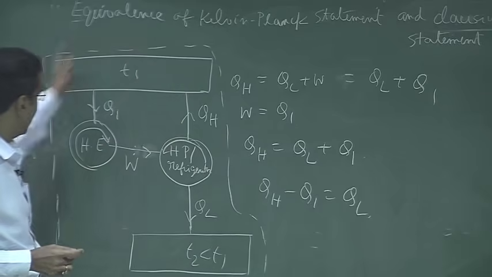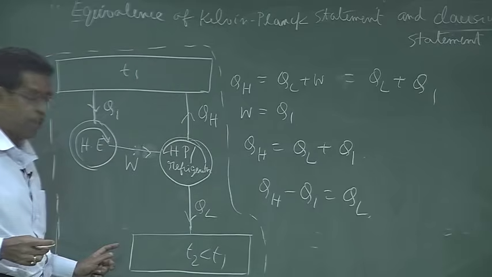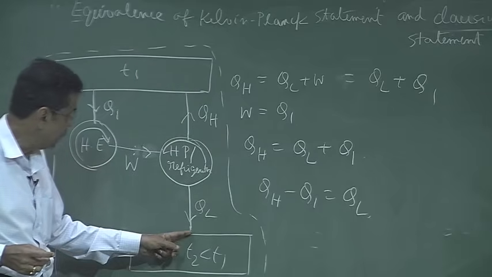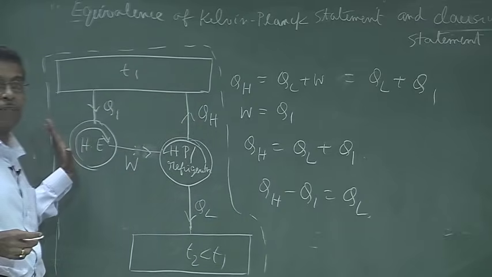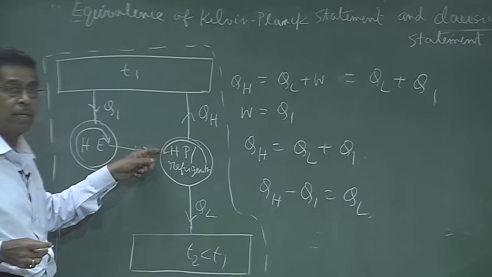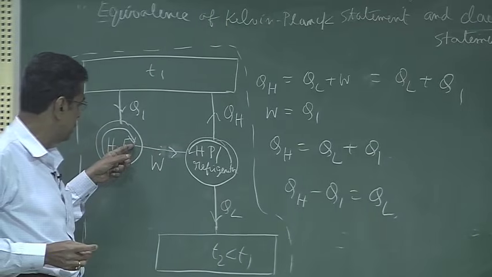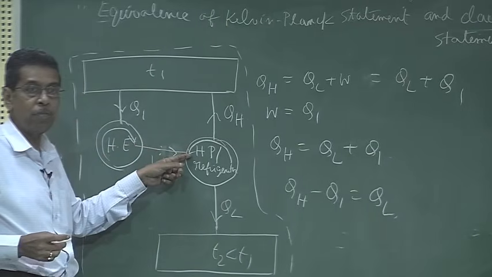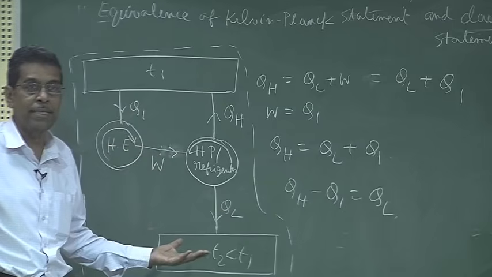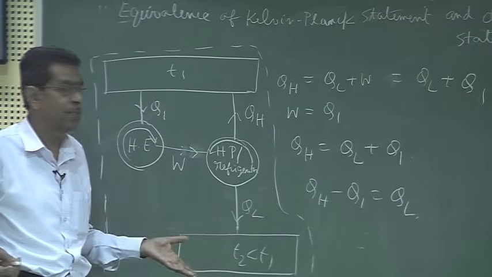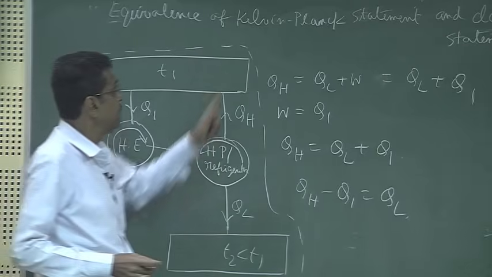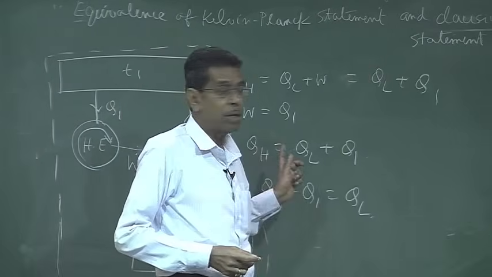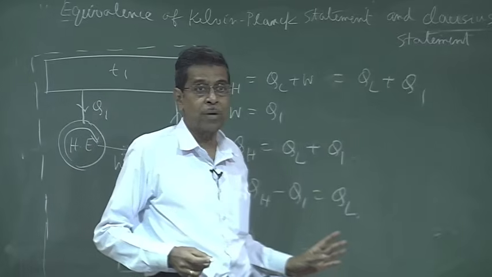So the combined system spontaneously takes heat from T2 and pumps it to the higher temperature T1 without any other effect in the surroundings, because this work is internal. That means the heat engine work is driving the heat pump. So the combined system, without making any change in the surroundings, lifts heat from low temperature to high temperature. That means if the Kelvin-Planck statement is not valid, the Clausius statement is also not valid.